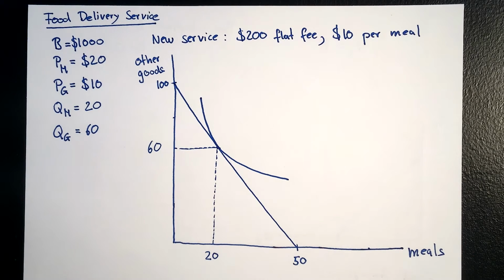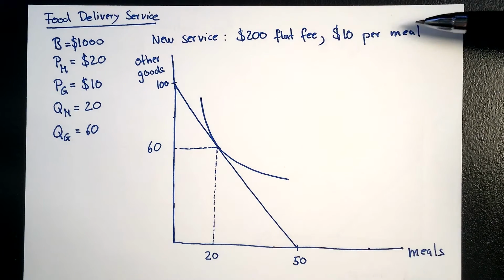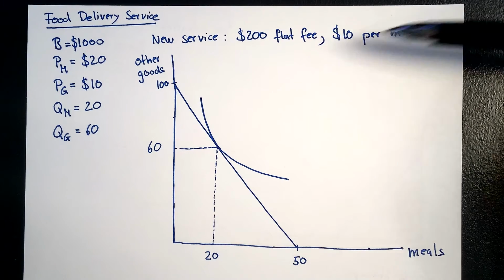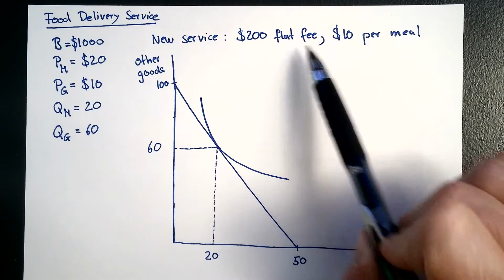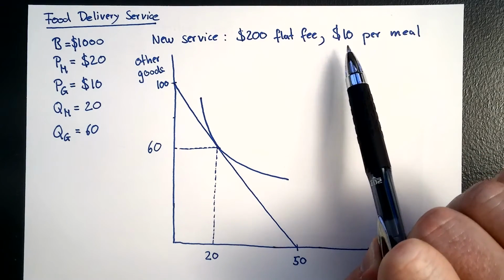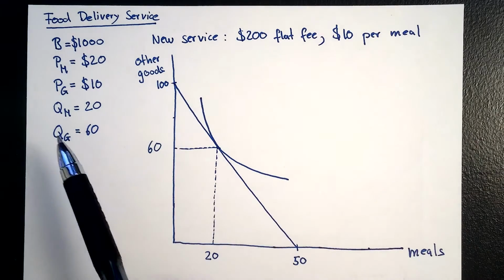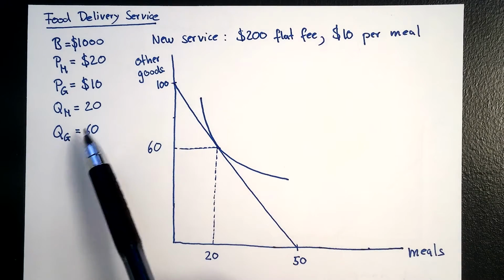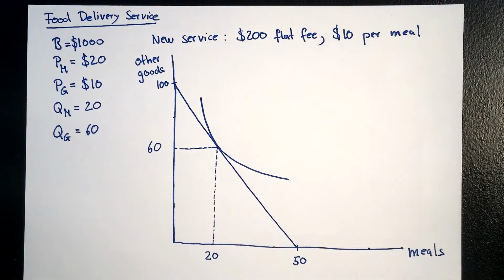Now, suppose that there's a new food delivery service that works slightly differently. You don't pay by the meal. Well, you do, but to a slightly different degree, because you have a $200 flat fee, and then every meal costs $10. Now the question is, would you remain with the old food service, or would you switch to the new food service delivery?